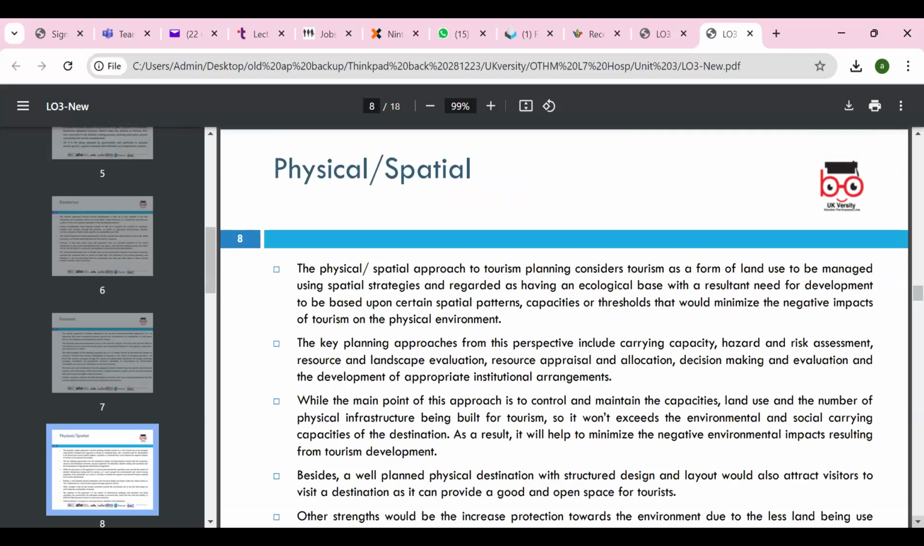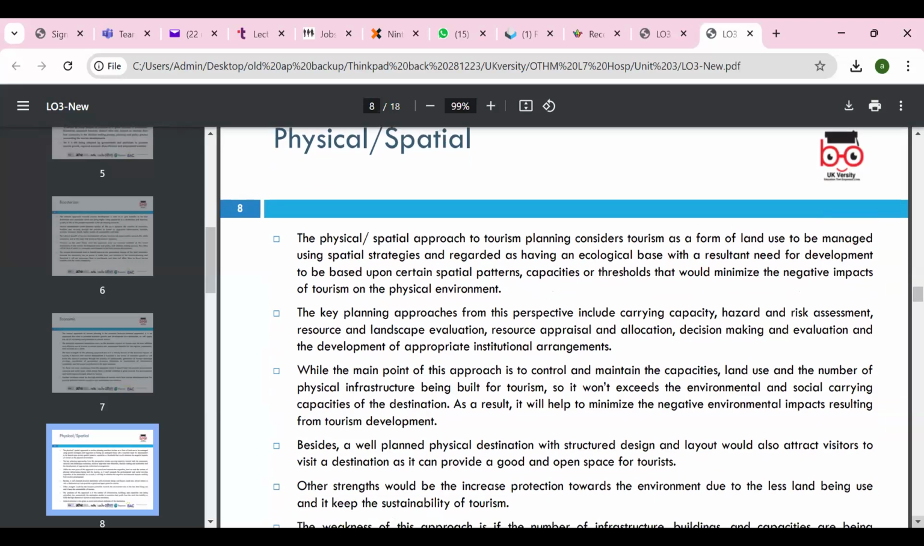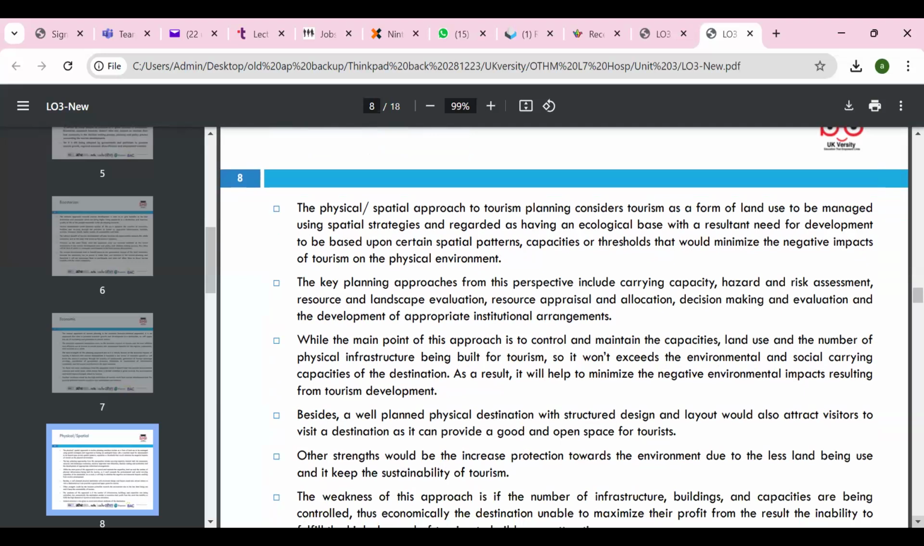Tourism planning considers tourism as a form of land use, with management and use strategies that have an ecological base. Development needs to be based on certain patterns, capacities and thresholds, to minimize the negative impact. That's really what we need to look at in sustainable development. The key planning approaches include carrying capacity, risk assessment, resources and land evaluation, resource appraisal, and allocation decisions.